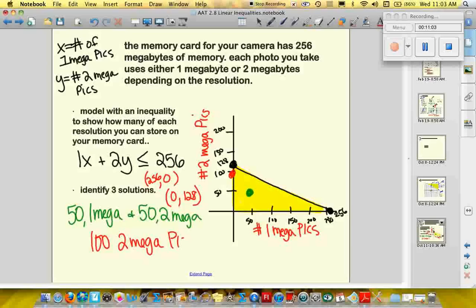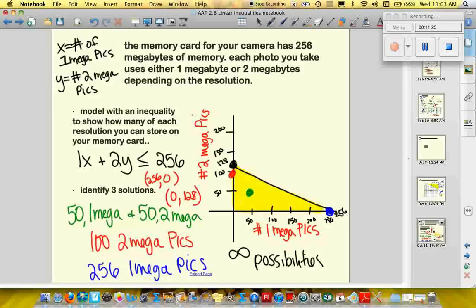Or I could use one of my intercepts if I really wanted to. I could say 256 1 megabyte pictures. The beauty here is there's infinite solutions, infinite possibilities, because everything in the shaded region works. Because I have a solid line, the points on the line could also work.